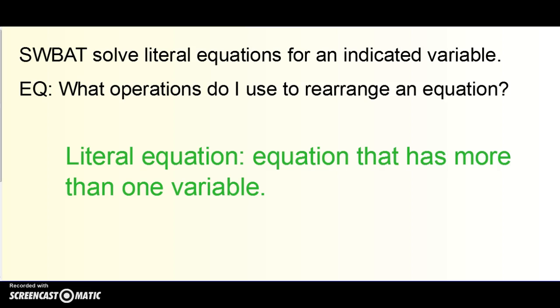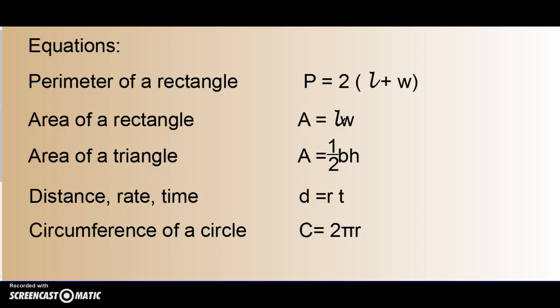So a literal equation is an equation that has more than one variable. This slide is very important. Please take the time to include this in your notes. In this lesson, you'll be using the perimeter of a rectangle equation, which is length plus width times 2, area of a rectangle, area of a triangle, distance equals rate times time, and circumference of a circle, 2 pi times r. Please make sure these are in your notes as you will need them in the future.